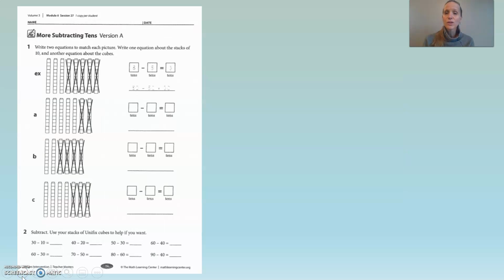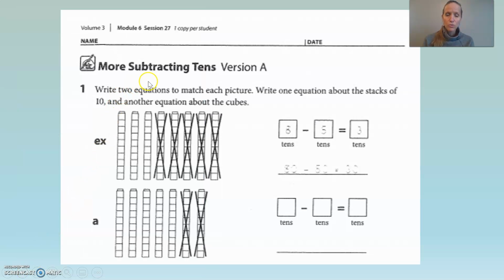All right, now we're going to be subtracting. So T4. Write two equations. So you need to make sure you do two parts to this. You need to write one equation about the stacks of 10 and the other about the cubes. Okay, so thinking about the stacks of 10 and then individually. So we have 8 tens minus 5 tens is 3 tens. So that also looks like 80 minus 50 is the same as 30.